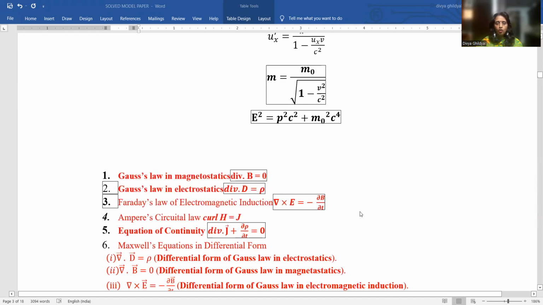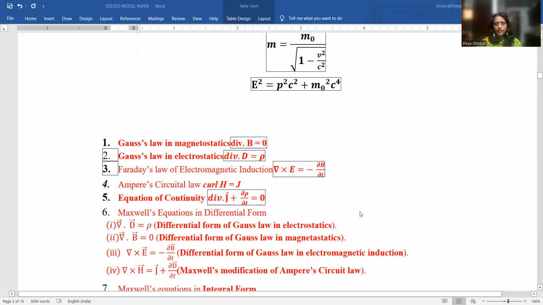Maxwell's four equations. First, Gauss law in magnetostatics, del dot B equal to 0. Second, Gauss law in electrostatics, divergence D equal to rho. Faraday's law of electromagnetic induction, del cross E equal to minus del B by del t. Ampere's circuital law, curl H is equal to J. Equation of continuity, divergence J plus del rho by del t.